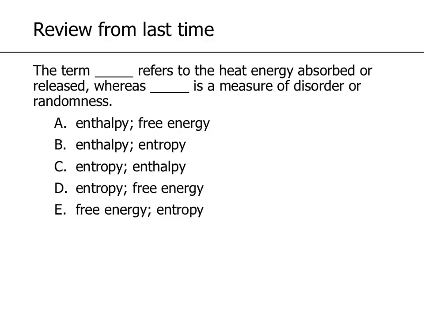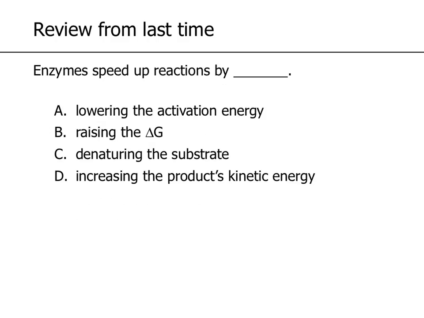Okay, so the term that refers to heat energy is enthalpy, right? And then the disorder is entropy, so it's B. So the next question. Good. All right, so enzymes help speed up reactions by lowering the activation energy. Just remember that just because the delta G is negative doesn't mean that it's going to happen in any meaningful time frame. So the enzymes are what helps the cells make those reactions actually go faster.